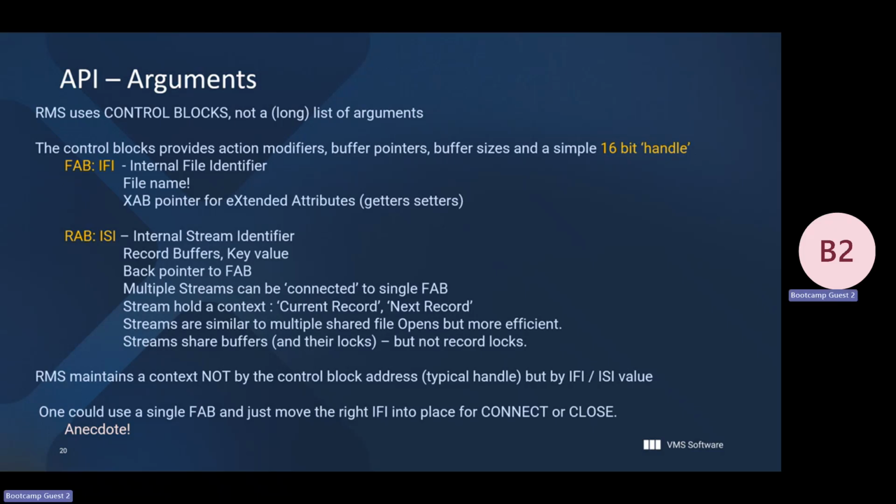So I create a template FAB, and I clear out the IFI, open a file, remember what the IFI was, and go to the next file. And when I need to close the file, I'll put the IFI back quickly. Now I can close the file. Great.